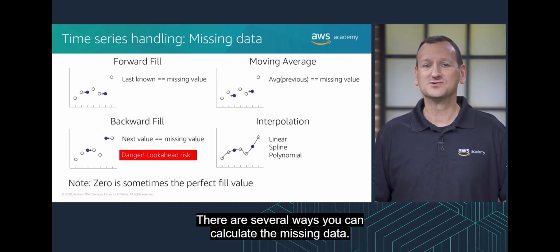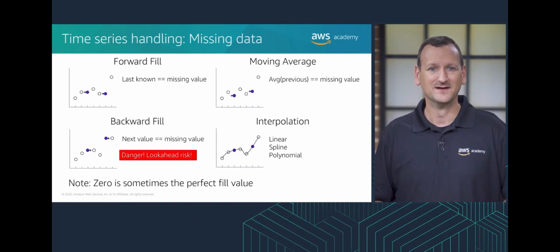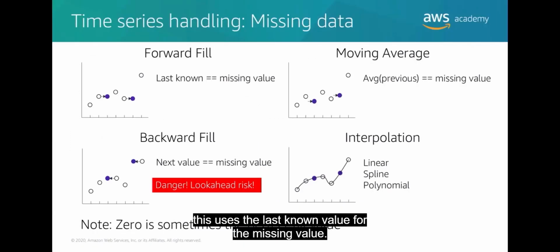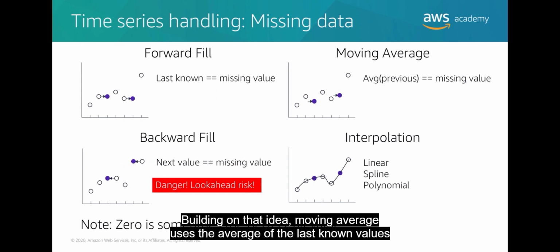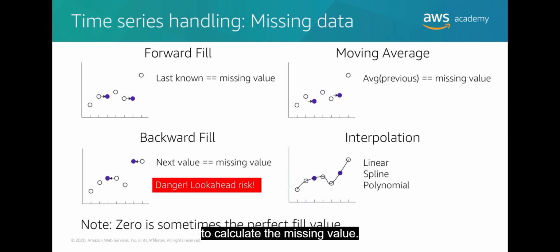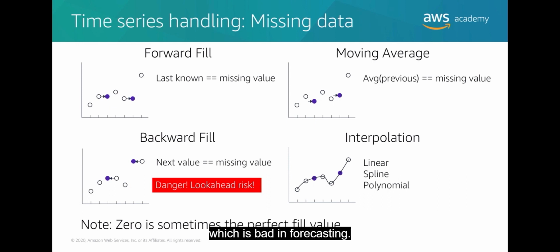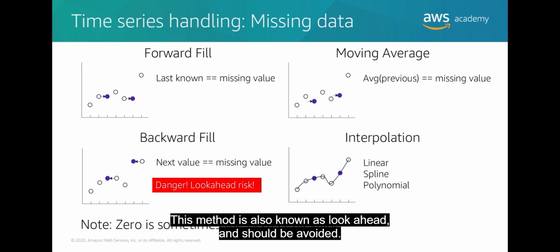There are several ways you can calculate the missing data. The first method is forward fill. This uses the last known value for the missing value. Building on that idea, moving average uses the average of the last known values to calculate the missing value. Backward fill uses the next known value after the missing value. The danger here is that you're using the future to calculate the past, which is bad in forecasting. This method is also known as look ahead and should be avoided.